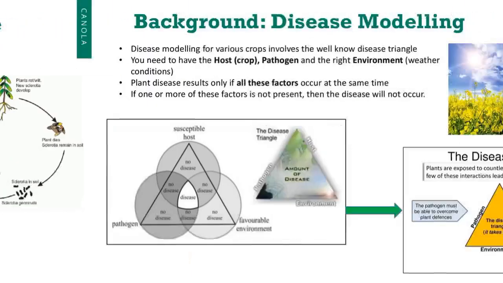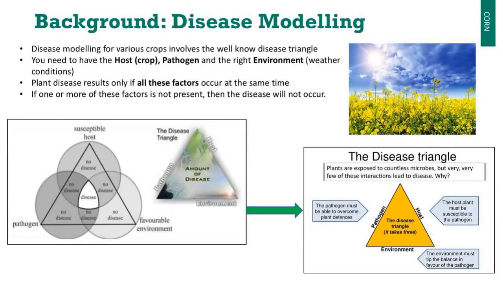So today in software, it's all about modeling the disease triangle: the host, the pathogen, and the environment. Typically it's the environment that tips the scale in favor of the pathogen and the natural defenses of a host plant, where you need to use a fungicide to help protect against that particular problem.